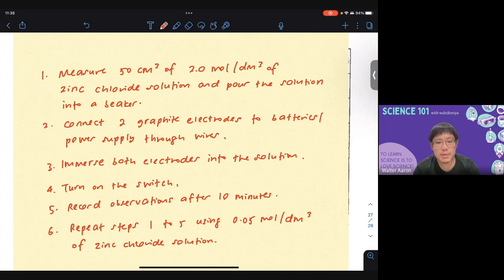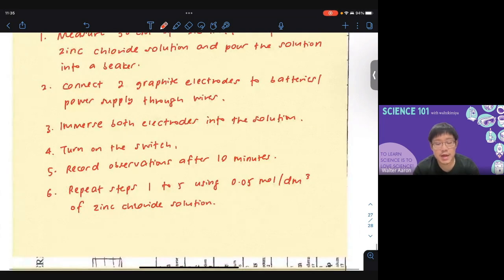Then you're supposed to immerse both electrodes into the solution and then turn on the switch. So once the electricity goes through the solution, then electrolysis will begin. And then you're supposed to record the observations after around 10 minutes. And then after that, you're supposed to repeat the whole experiment again for set 2 using a more diluted solution.